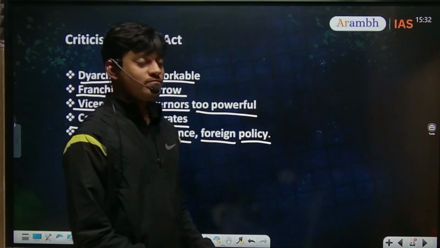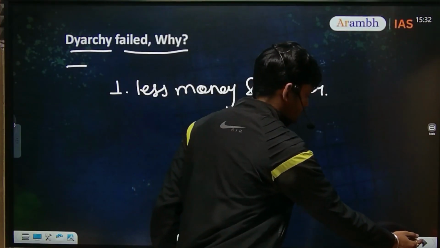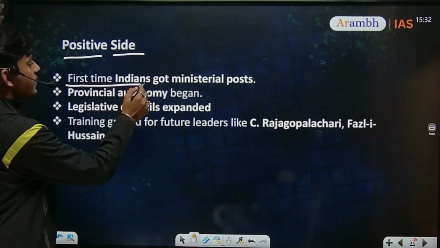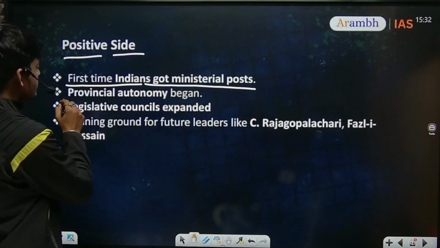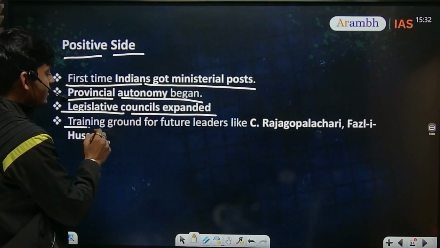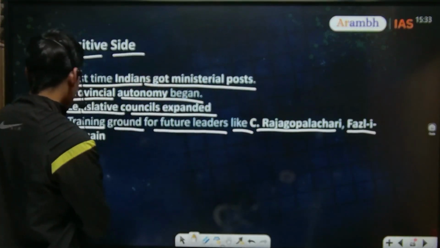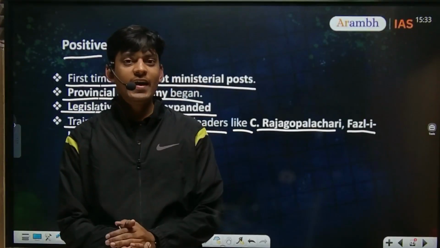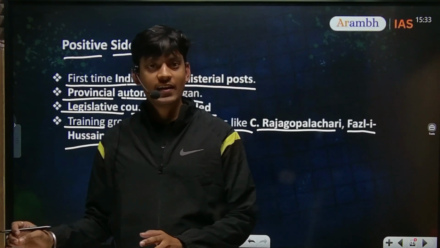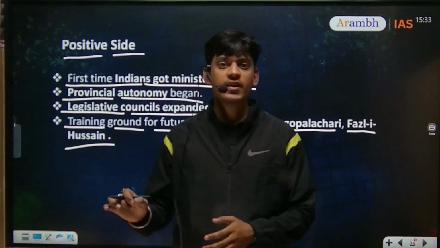So now we will come to the positive side of this act. The first point is that for the first time Indians got ministerial posts. Second is provincial autonomy began. Legislative councils expanded and became training grounds for future leaders like C. Rajagopalachari, Fazl-i-Hussain. Okay. So finally, the act led to the Simon Commission in 1927 to review its working. Indians boycotted it, leading to the Nehru Report in 1928 and eventually the 1935 Act.